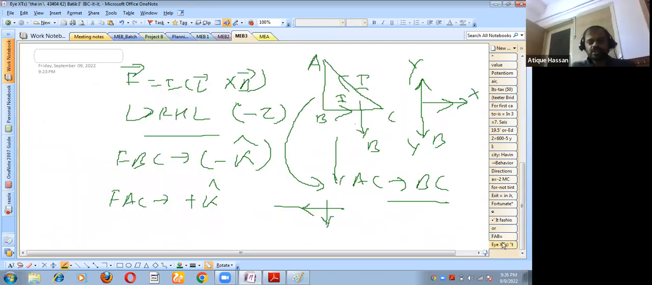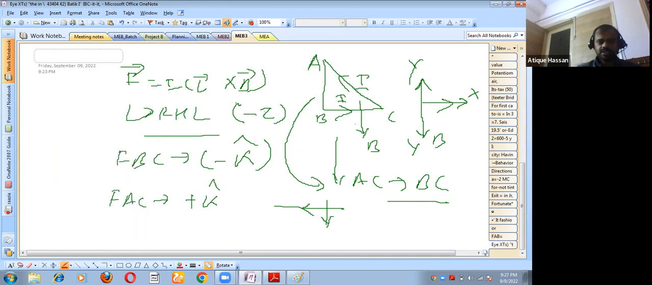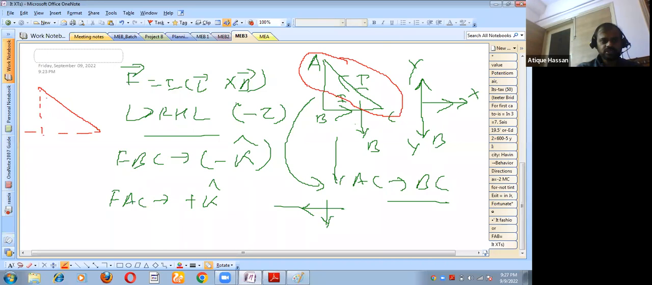The last point was, to find the direction of force, we were finding the force on the part AC, right? So to find the force, we have to take the displacement length. So what will be the displacement length? You have to draw perpendiculars on this line.